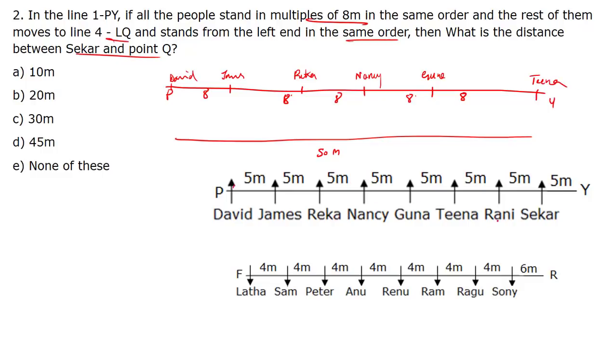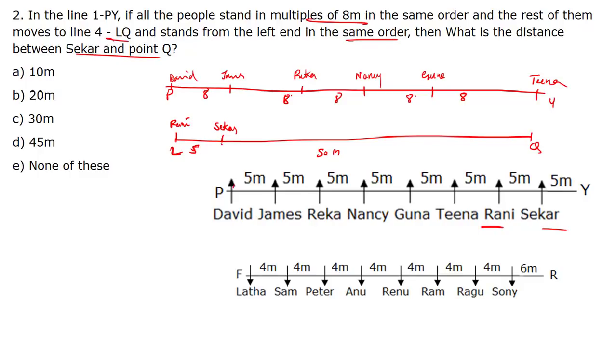Now the remaining persons are Rani and Sekar. This is point L. This is point Q. Now Rani would be standing at point L. Between Rani and Sekar there is a gap of 5 meters, right? So 5 meters. This would be Sekar, so Sekar would be here. The distance between L and Q is 50 meters. So from L to Sekar it is 5 meters.